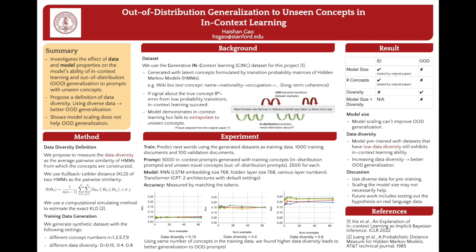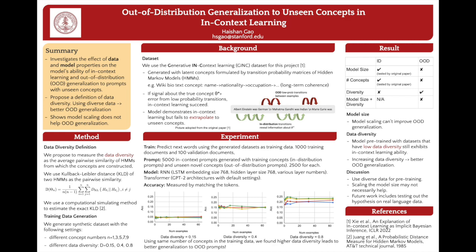The synthetic dataset we used is called GINC, proposed by Xie et al. The GINC dataset is generated with latent concepts formulated by transition probability matrices of hidden Markov models. For example, we can consider Wikibio as a latent concept, since the text usually follows the sequence of the person's name, nationality, occupations, etc. When using such text for pre-training, the prompt could have very different distributions. In the example shown here, the prompt consists of short sentences and delimiters, which is not seen in the training data.